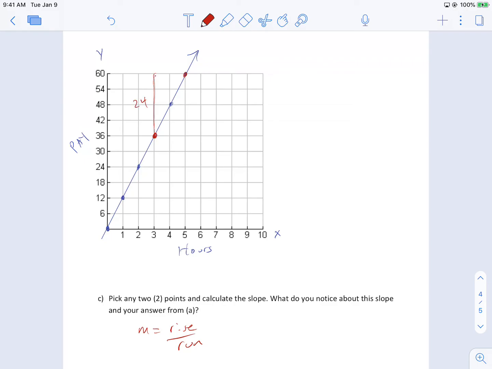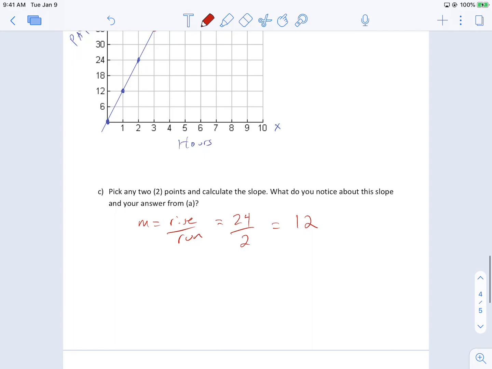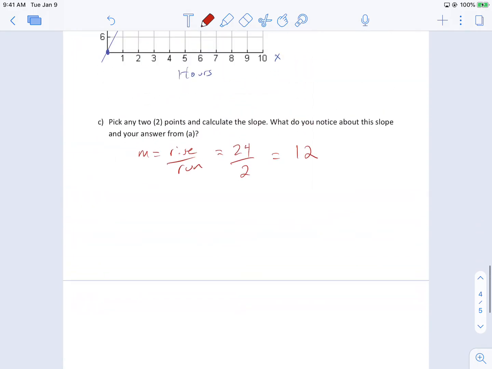And then we need to use our run. So we said our rise was 24, positive, and our run is how far we moved that way. Well, we moved from 3 hours to 5 hours, so we moved over 2 spots. Our run was 2. So 24 divided by 2, that's 12. What do we notice about this slope in my answer from A? It is, of course, the exact same, which is exactly what we wanted here.